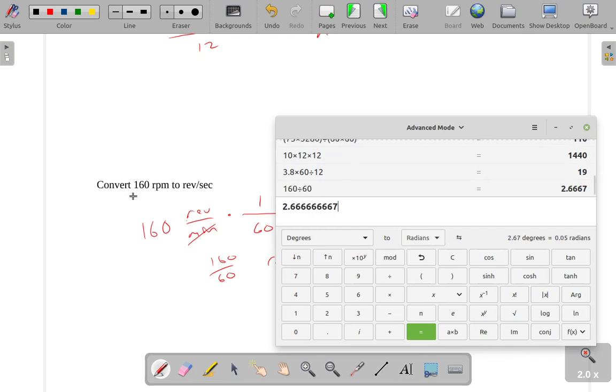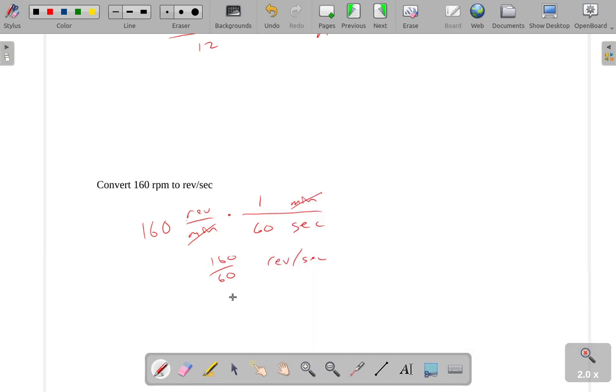160 divided by 60, which gives us 2.6 repeating revolutions per second. Of course, if we were told to round on this one, we'd probably need to round this off to 2.7 revolutions per second, because that's rounding to two significant digits. But we didn't have any instructions to round, so I'm just going to leave it exact.